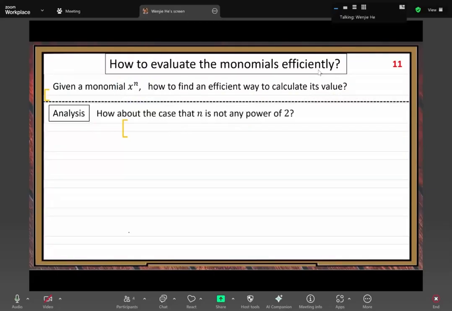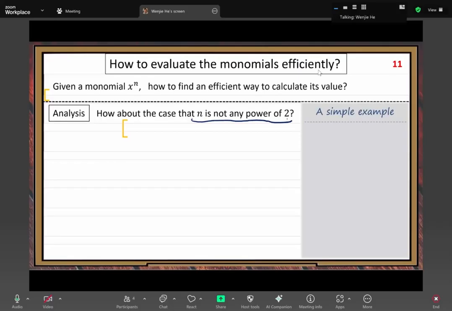But in the previous slide, we considered n is a power of 2. What about the general case, where n is not a power of 2? So we want to see, when n is not a power of 2, can we still apply the repeated squaring technique? Let me use a simple example to explain.